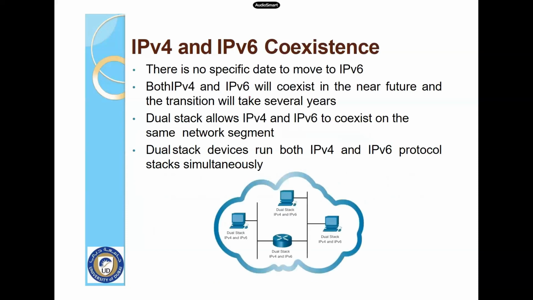However, there is no specific date to move to IP version 6, but I think we are moving slowly into it. Most network devices nowadays support IP version 6. So both IP version 4 and IP version 6 will coexist in the near future, and the transition will take several years. Right now, we see that we have an IP version 6 address.